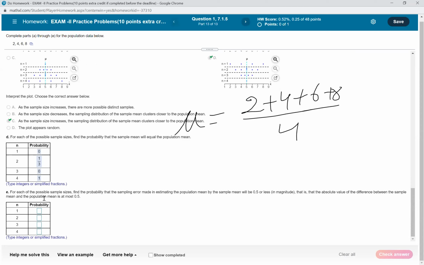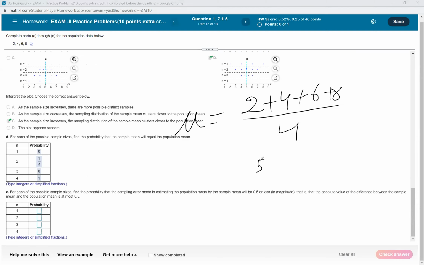Okay. So for each sample size, find the probability that the sampling error made in estimating the population mean by the sample mean will be 0.5 or less. So that means you have to consider what you have to do.